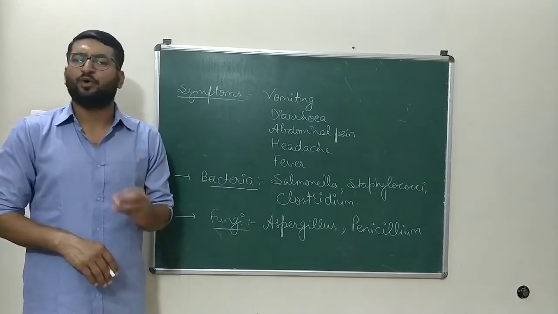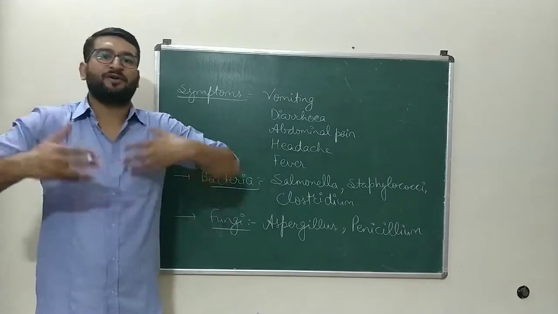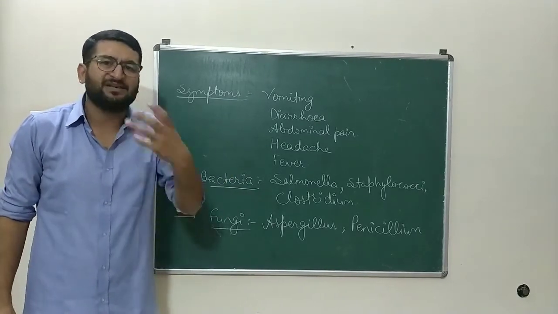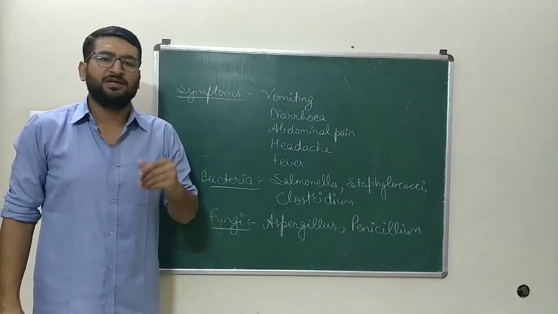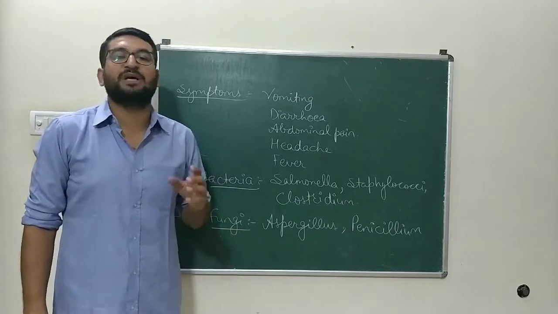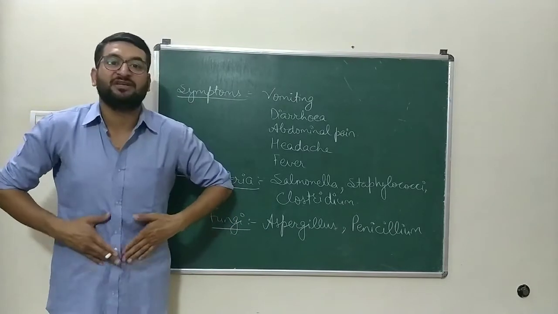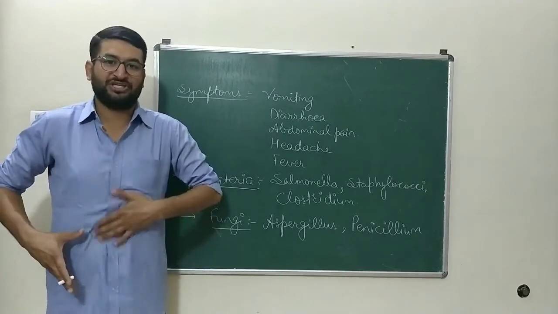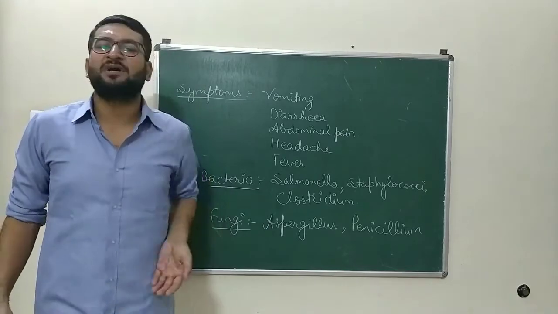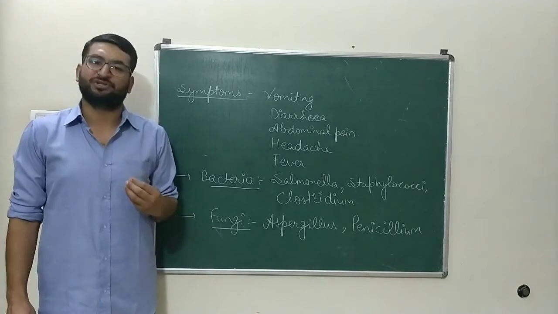Symptoms of food poisoning are vomiting. The food comes back out of our stomach. Diarrhea. What is diarrhea? The excessive loss of water or liquid waste out of the body through the anus is known as diarrhea. Next, abdominal pain. There is a pain in the abdominal cavity. Below the chest cavity, there is a cavity known as the abdominal cavity. Headache and fever. These are the general features of food poisoning.